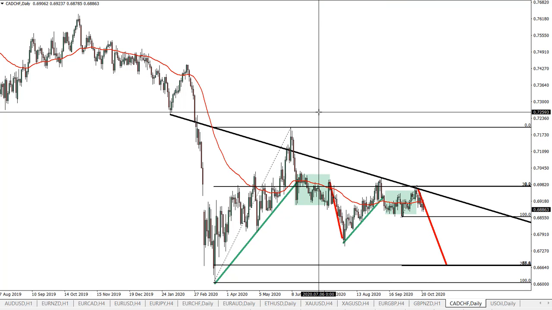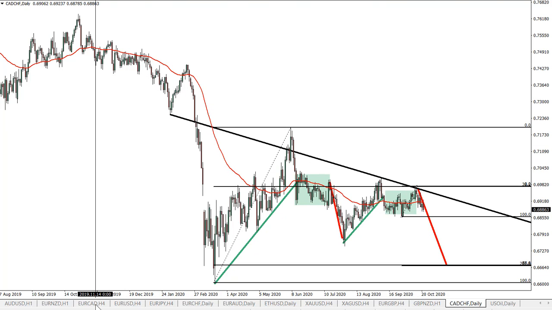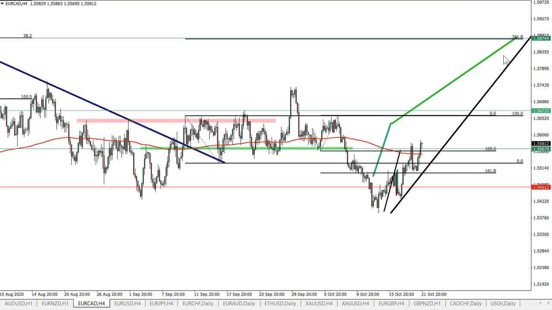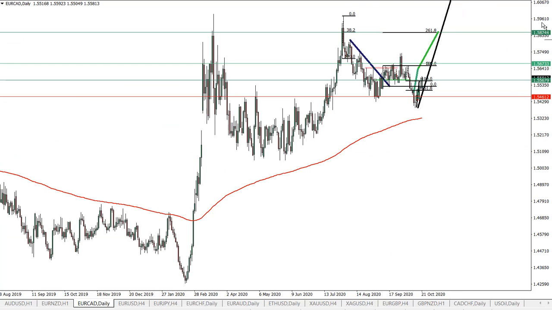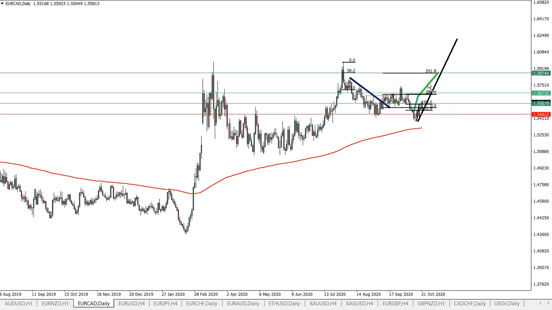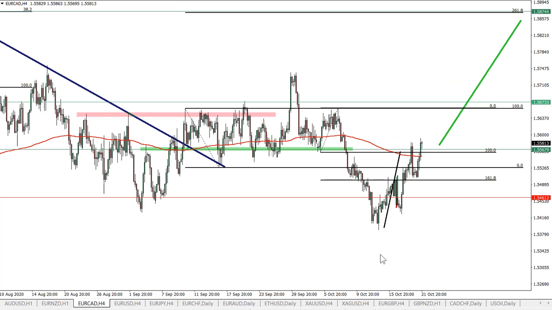I would like to move on to the Euro Canadian dollar now. I still expect this target to be tested. This is the long-term perspective. So this is definitely a valid point and I'm still expecting such a move on the daily time frame. Let's see what is the potential for this pair from the current price.